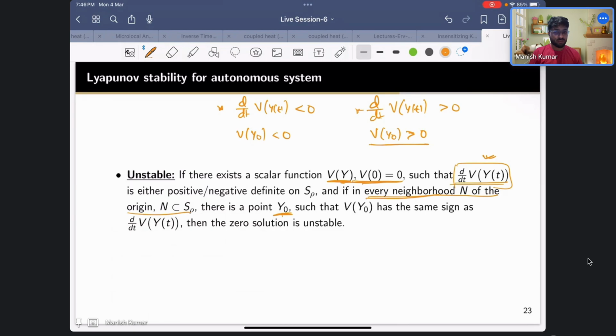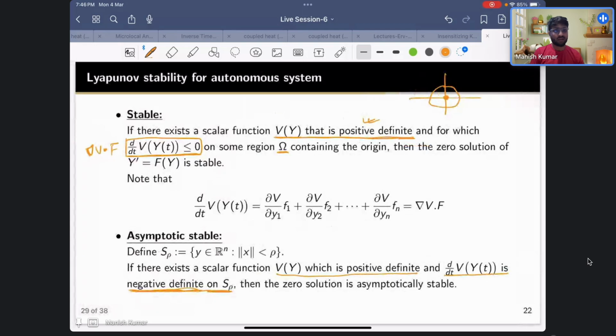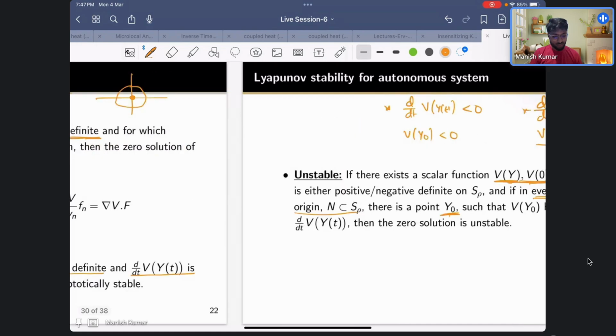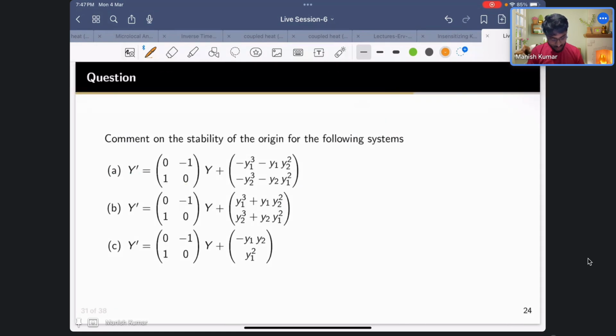Now we'll see some examples, and from that I think it would be much more clear. So this is what the theorem is. For guaranteeing the stability, whether it is stable, unstable, or asymptotically stable, we can use this theorem. So the main task is to find V. Depending on the problem it will change. So let us look at this example.